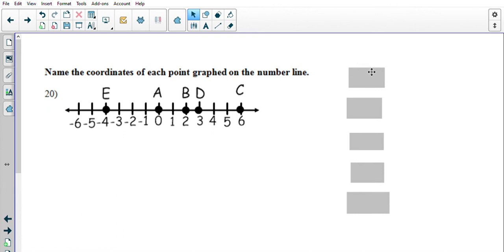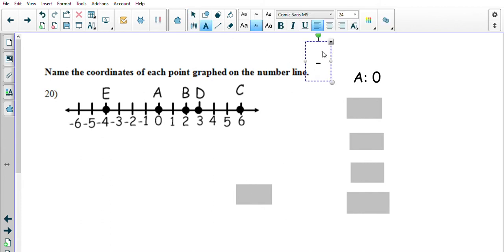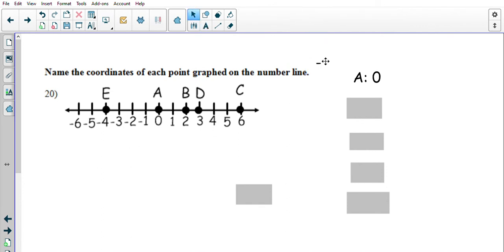A is at 0. So guess what? A, 0. I didn't put a dash here. Be careful about putting like a little dash like this, because it's going to look like a negative, which 0 can't be negative anyway, but numbers like 2, 3, and 6 can. So I wouldn't put a dash. I'd put a colon there.